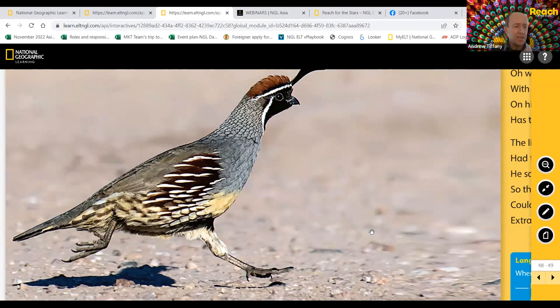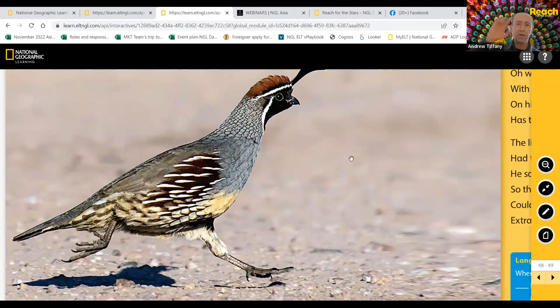Now, I have a question. Do you think this is a big bird or a little bird? What do you think? Big bird or a little bird? You think it's little, kitty? Will thinks it's small. A beautiful little quail, says Ebenezer. Yeah, a little bird.